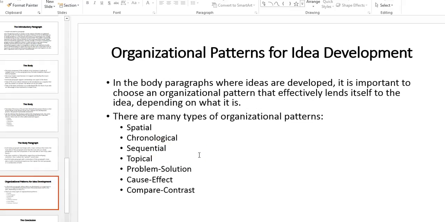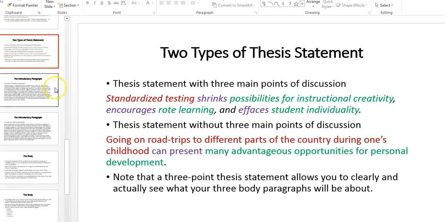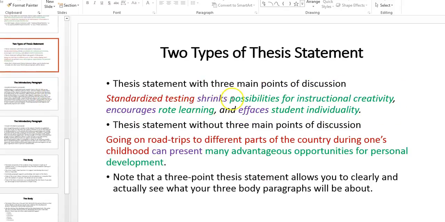Okay, and of course, you have to think about organization of your body. Now look at these three main points of discussion, three main reasons to argue how standardized testing is, to use plain terms, bad. Okay, why would you want to discuss this first, and why would you want to discuss this second, and why would you want to discuss this third? Is there some kind of pattern? Once you start to look at these three main points of discussion, do you see a pattern? Maybe a pattern in decreasing importance, or a pattern in increasing importance?